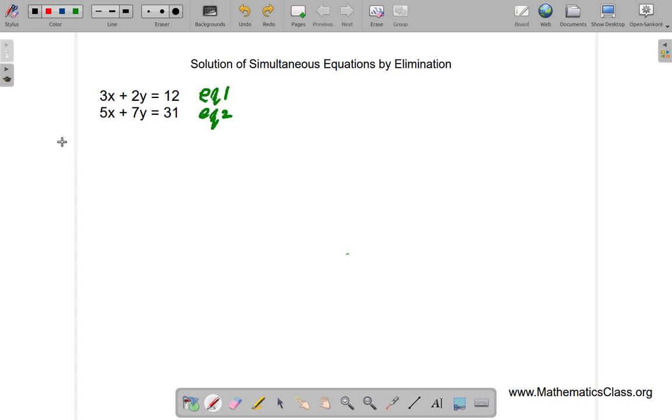Let us say we want to eliminate x. We want to eliminate x. Suppose we multiply 5 by 3. We would get a 15x. And if we multiply 3 by 5, we would also get 15x. Then we could subtract these 15x and get 0x. Wouldn't that be nice?